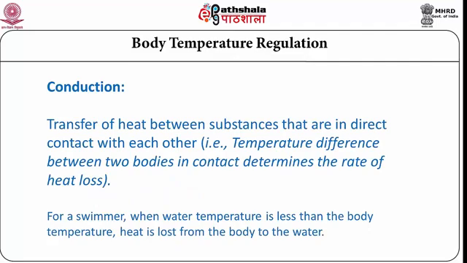First one is conduction. If there are two objects with a difference in temperature, and we touch those objects, then heat will transfer from one object to the other. That means the temperature difference between the two bodies in contact determines the rate of heat loss or gain. A swimmer immersed in water exchanges heat between the water and his body. So when the water is cold, heat is lost from the body to the water.